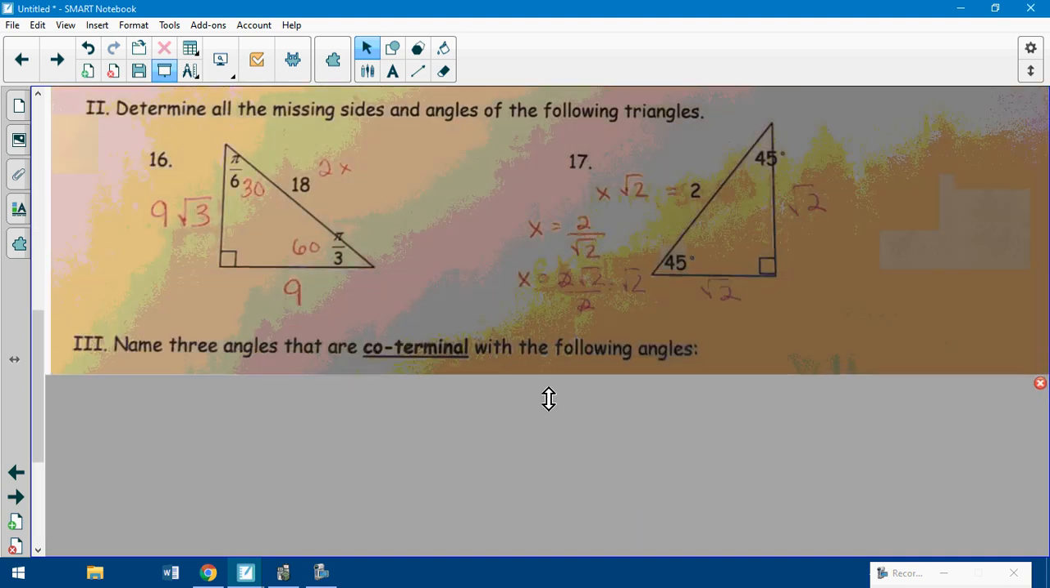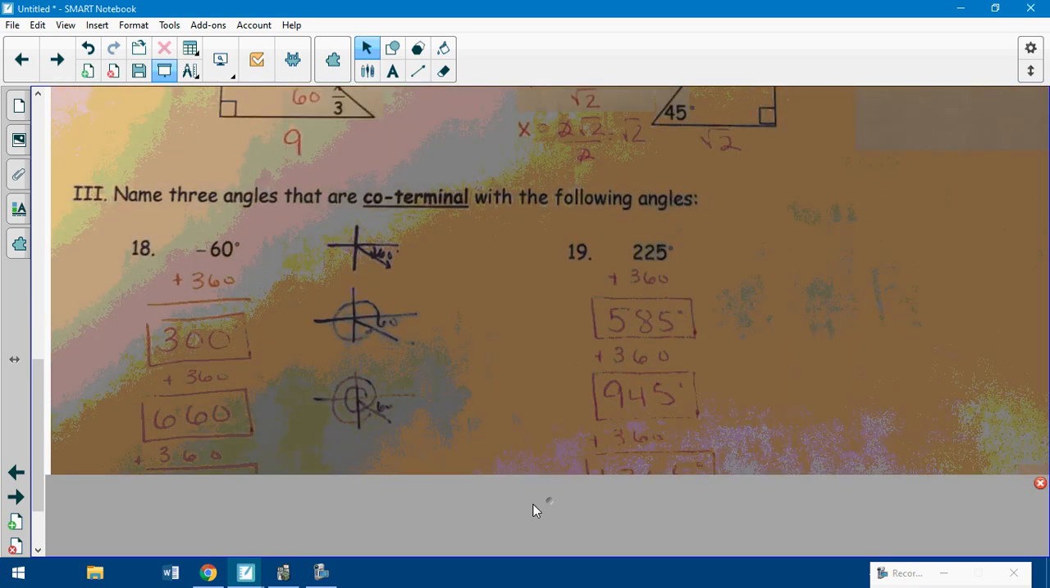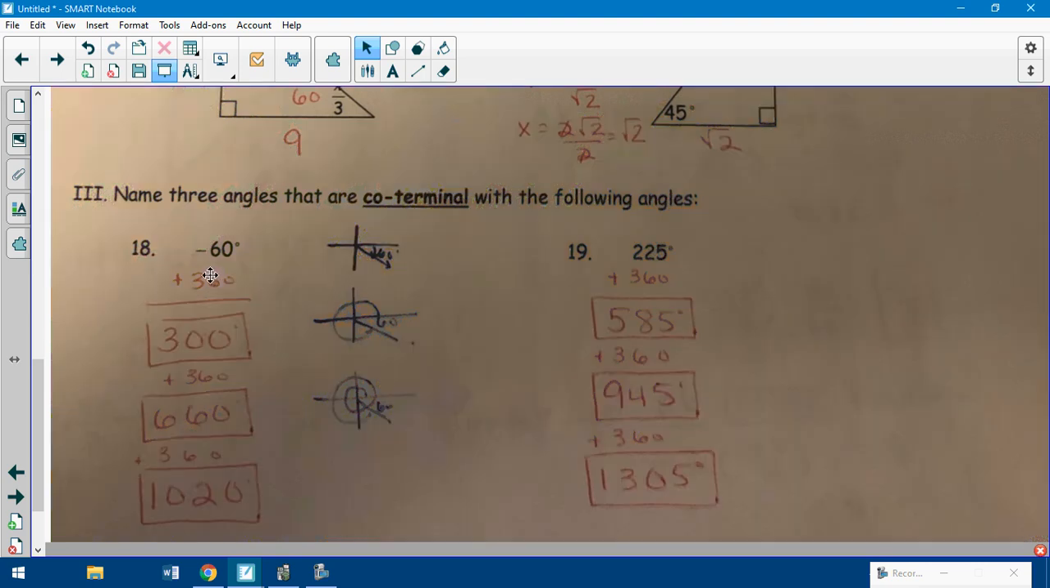These looked pretty good. Didn't have any major issues on those. A couple people did ask about coterminal, and there's more answers than just the ones that were on the answer key. I like that some people were putting radians in there, like negative pi over 3. That's an awesome answer. But coterminal just means they land in the same spot.